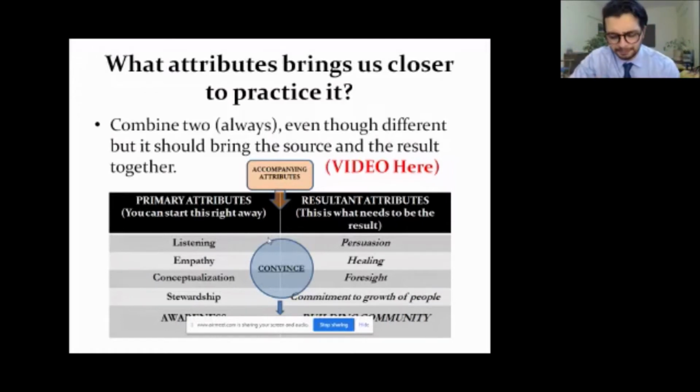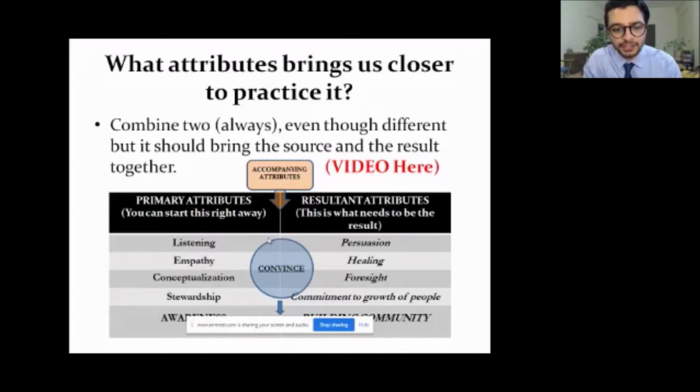Second is empathy. By empathy, I do not mean sympathy. Please, empathy is the word. By empathy, I mean you start placing yourself in the shoes of the other and just think about what that person is feeling at that given point in time.